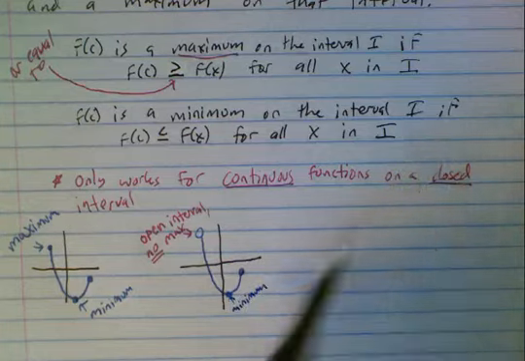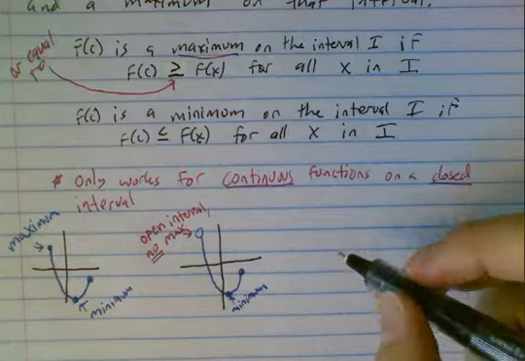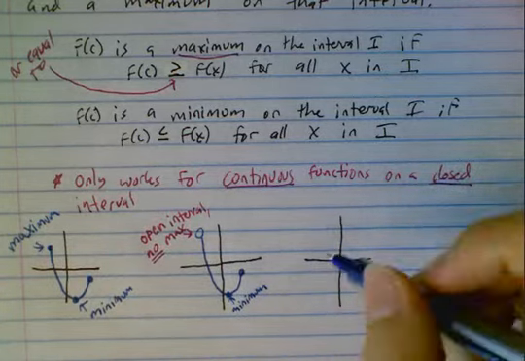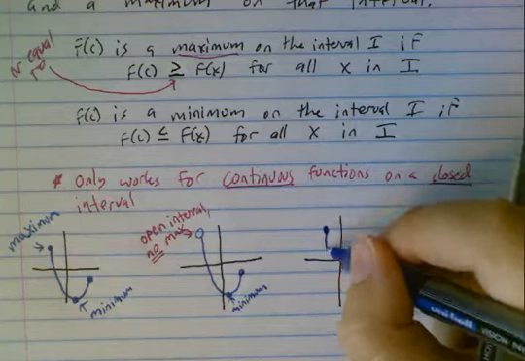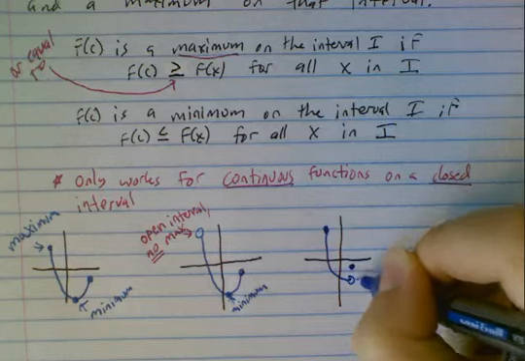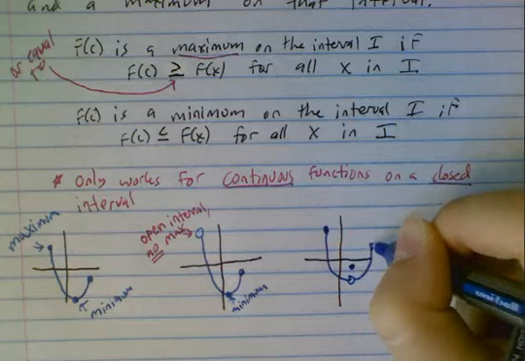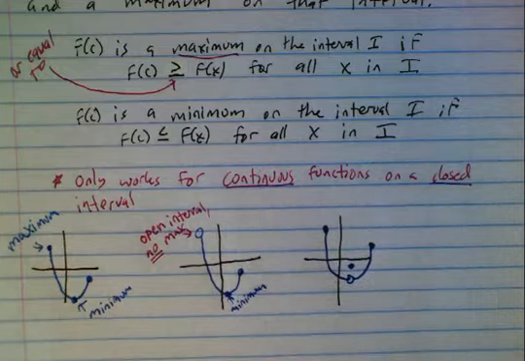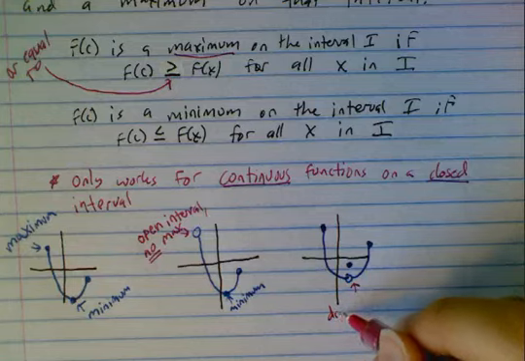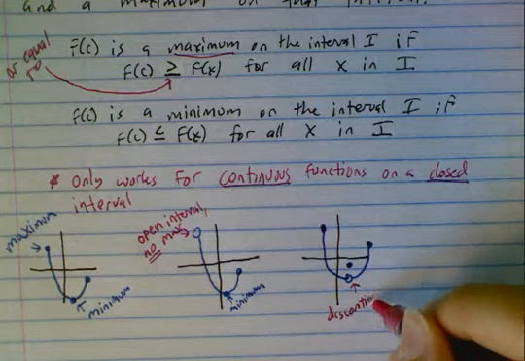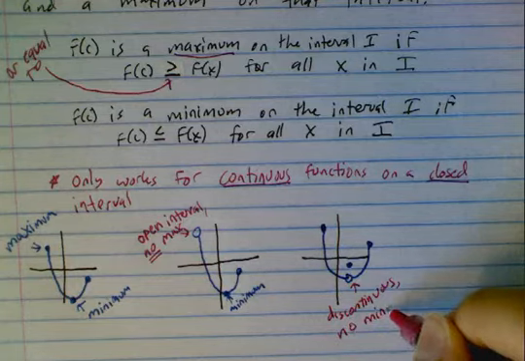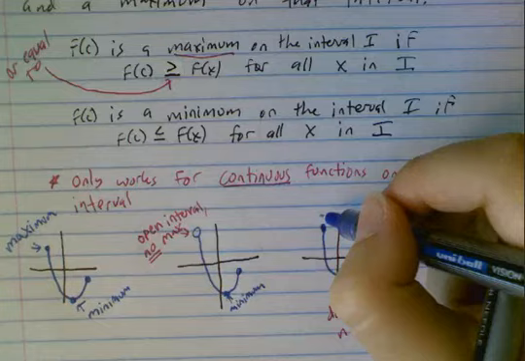Continuity also matters. Here our maximum is back, but let's say we have an open circle there. Discontinuous, no minimum. Still have the maximum up here though.